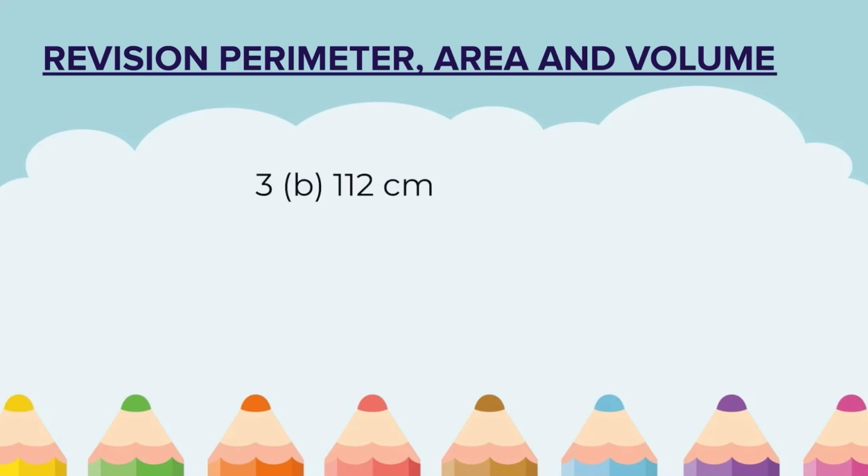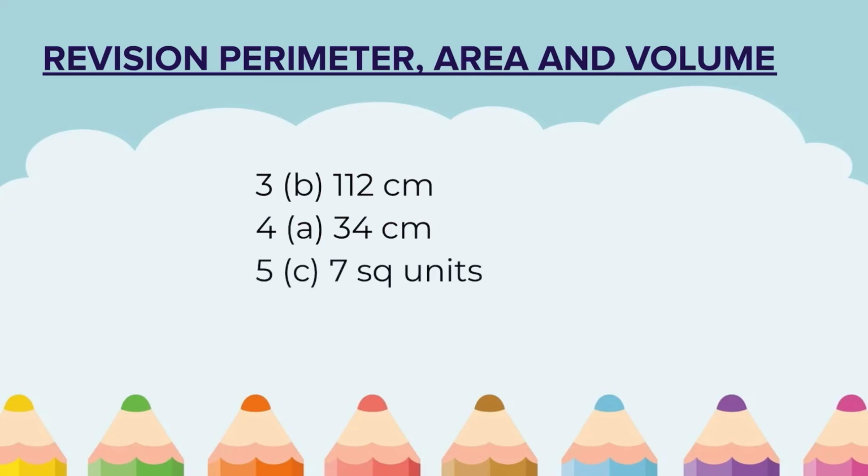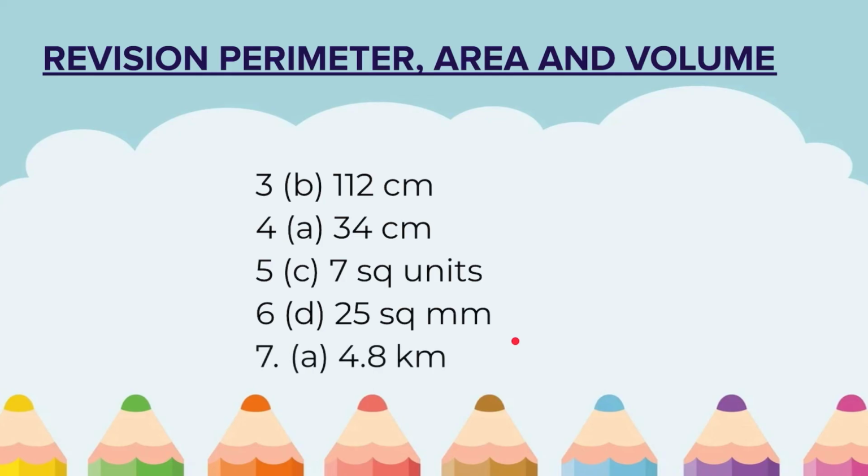Question 3 was MCQ type of questions. The correct answer is B, which is 112 centimeters. Fourth one, A is the correct option, 34 centimeters. Fifth question, C is the correct answer, 7 square units. Because they have not mentioned whether it is centimeter or meter, so we will write 7 square units. Question 6, D is the correct option, 25 square millimeter. Question 7, A is the correct option, 4.8 kilometer.